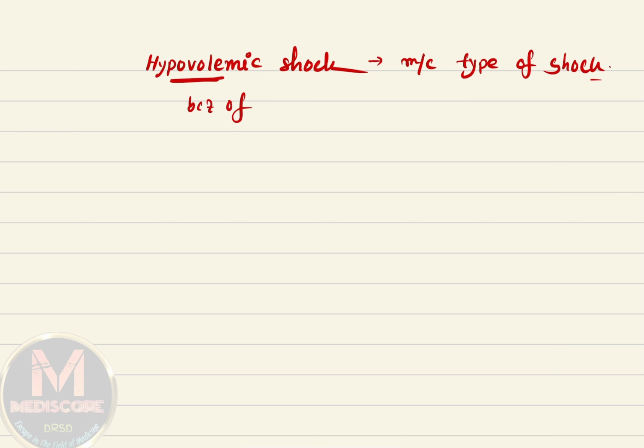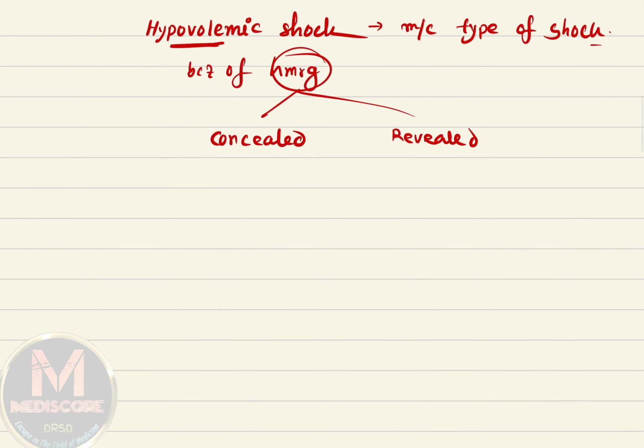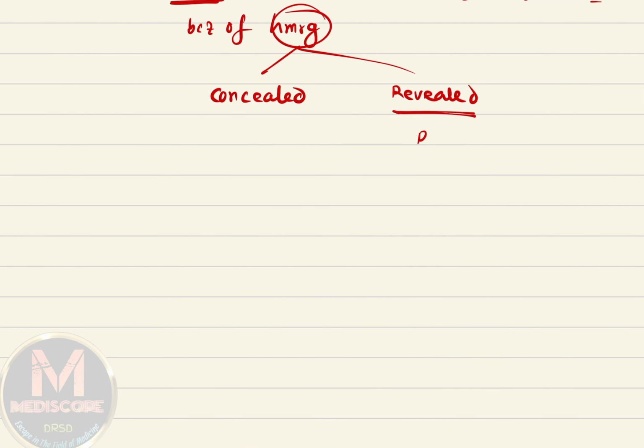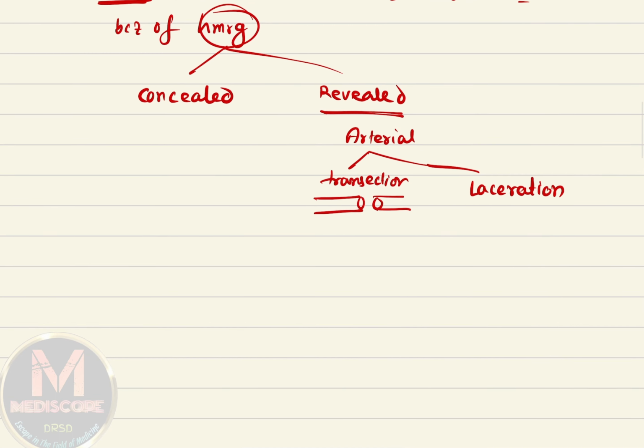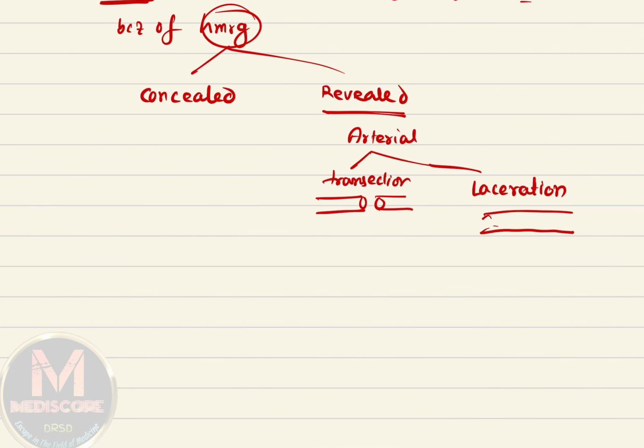So the hemorrhagic shock that we are talking about may be due to concealed hemorrhage or due to revealed hemorrhage. Now, revealed hemorrhage, when the bleeding is seen from outside, may be of arterial origin. That arterial bleeding can be because of total transection of the arteries, meaning the arteries are totally separated from each other, or it may be because of laceration of the arteries. So there is a lacerated wound over the artery.